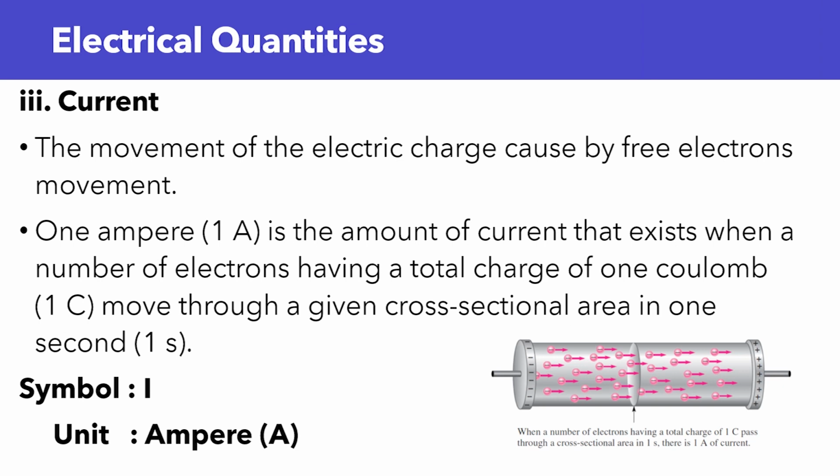Next is current, the movement of the electrical charge caused by free electrons movement. 1 ampere is the unit for current, the amount of current that exists when a number of electrons having a total charge of one coulomb move through a given cross-sectional area in 1 second, as you can see from this picture. The symbol for current is I, the big I, and the unit is ampere or A.